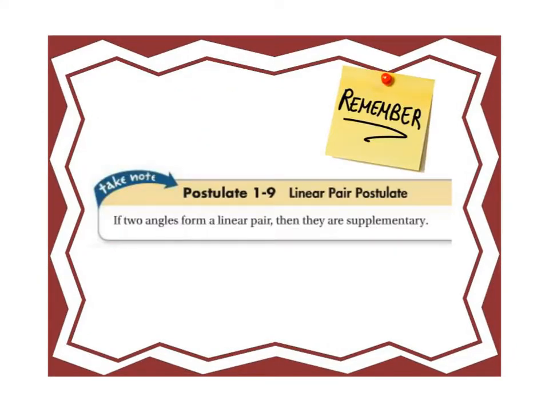Now, linear pairs are special because they form that line. If two angle pairs form a linear pair, then they are supplementary. Now here's another word. Now this one you probably have heard before. We'll add it into our notes here in a little bit, but supplementary means they add up to 180, which makes sense because they form that straight line. They're going to end up adding up to 180.